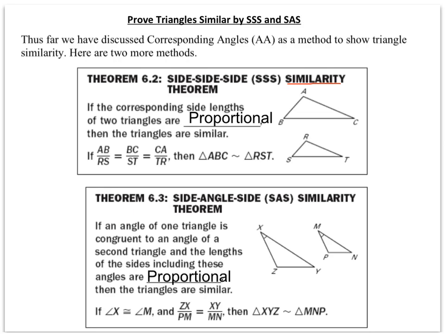In the second theorem, the side angle side similarity theorem, again this will not show congruence, but it will show similar, meaning one triangle is smaller or just a zoomed in, blown up version of the other one. And what this requires is that you have an angle, so here we have angle X and angle M, that are congruent. And you must have two sides that are proportional. So in this case we have ZX is proportional to PM, and XY proportional to MN. They must follow that same scale factor.